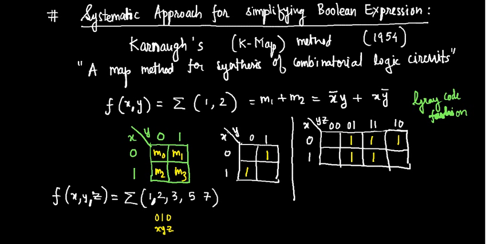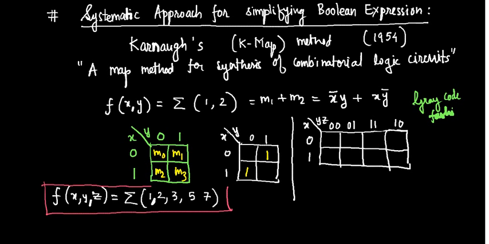Should I repeat? Okay, so what I'm saying is, whenever an expression has been given to you, first find the number of variables it has. There are 3 variables. So let's make a map of 2 to the power n squares. How many variables are there? 3 variables. So that becomes 8 squares.